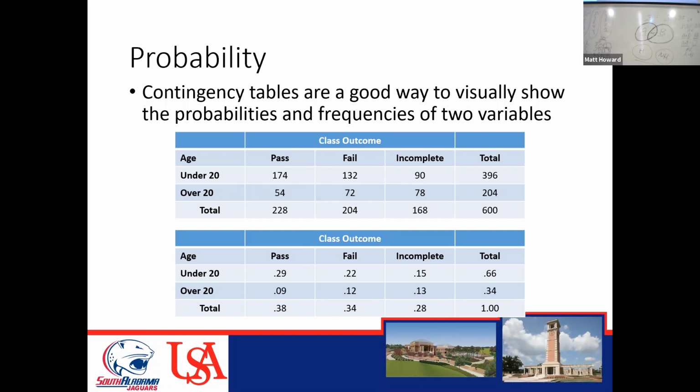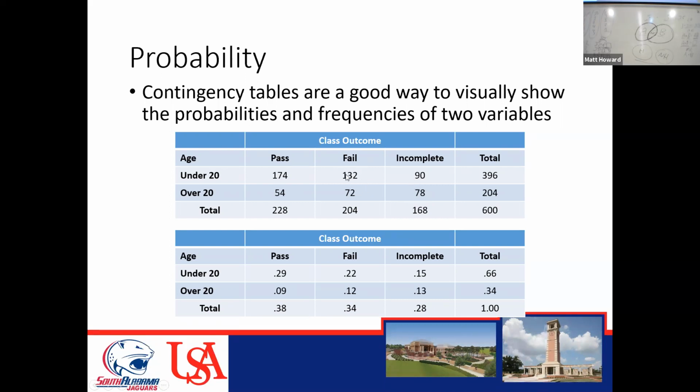So we would have each possible combination of those. And we would just take the 600 people and put them in the cell that they represent. So as you see in this, we have 174 people who are under 20 and passed the class. We had 132 students who are under 20 and failed the class, and so on and so on.